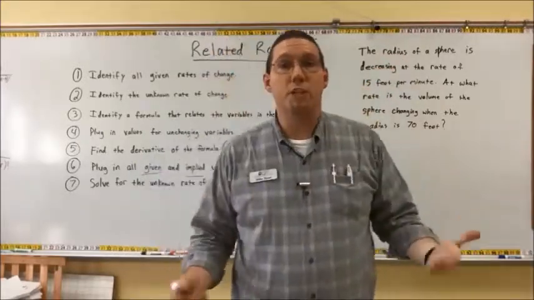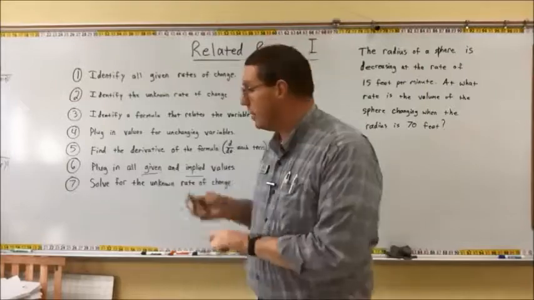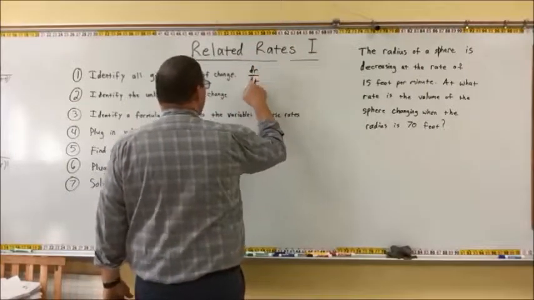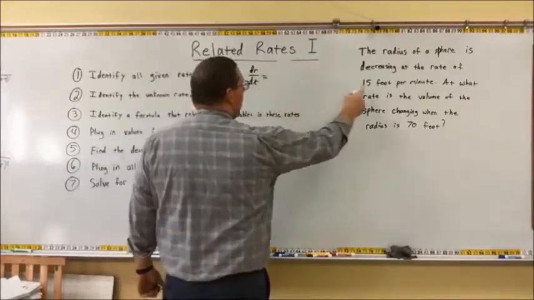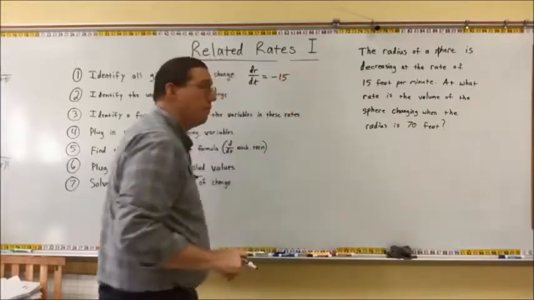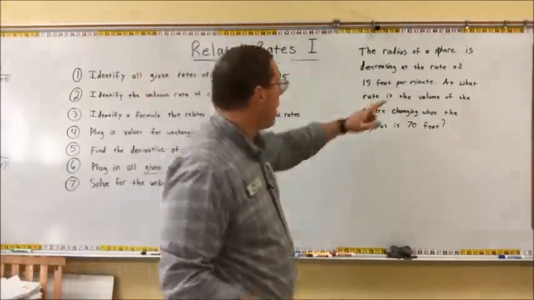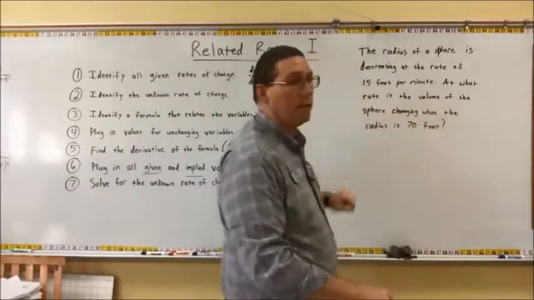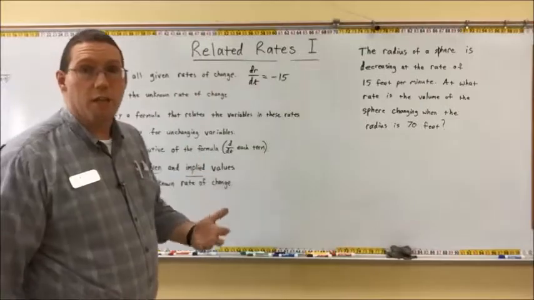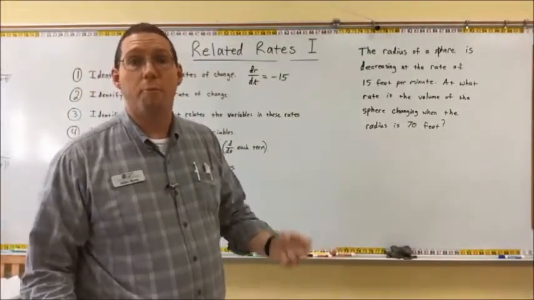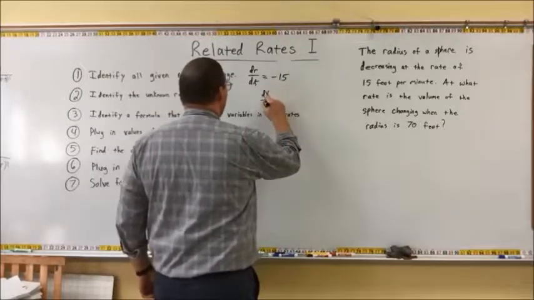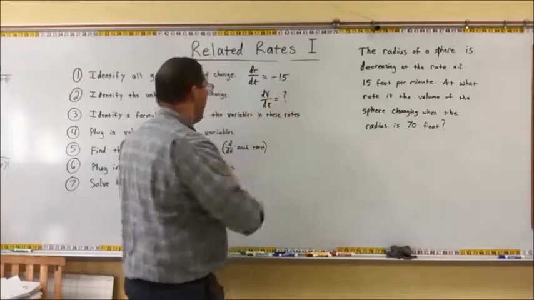So we need a rate of change. We need a derivative, dr/dt, because it's the radius. So dr/dt, the radius is changing over time, decreasing at 15 feet per minute. So the rate of change is negative. So that's negative 15. And now it's saying at what rate is the volume changing? That's V. So our unknown rate of change is the rate of change in the volume. So that would be dV/dt. So we want to know what dV/dt is. That's what we're trying to figure out.